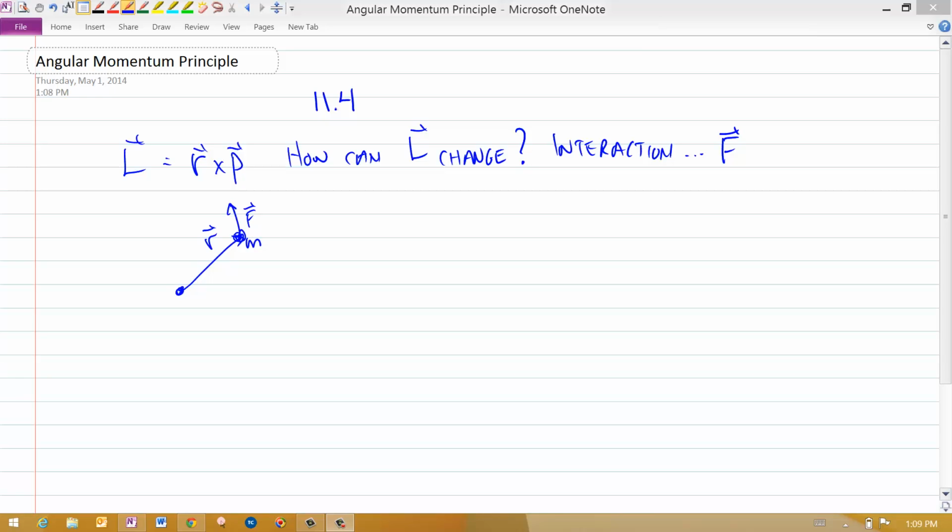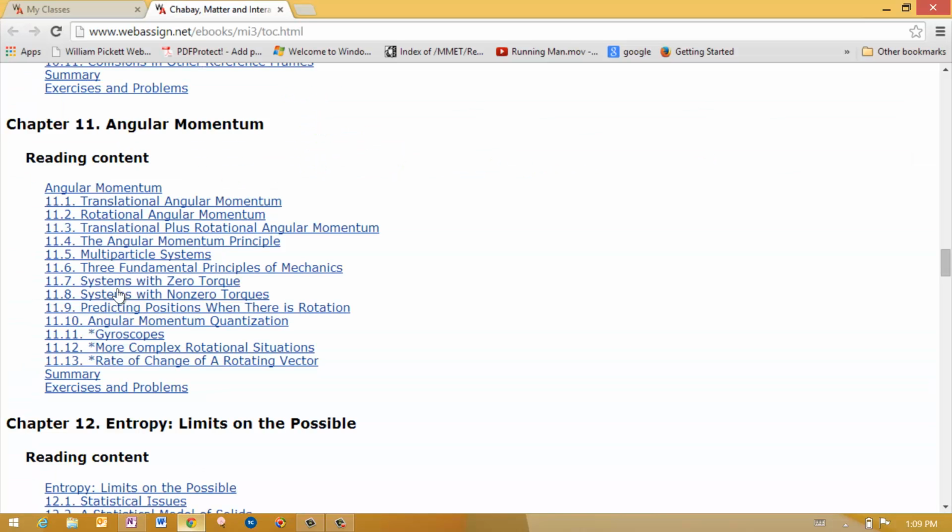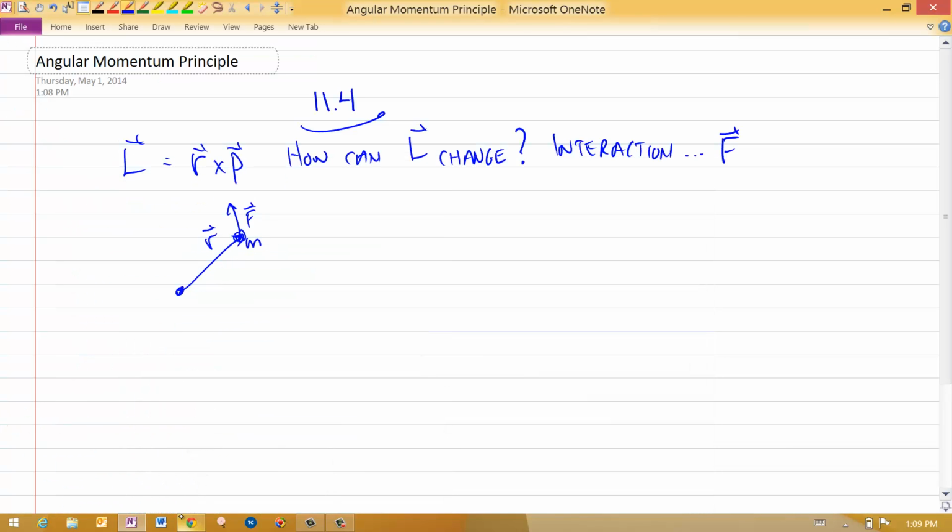So, it is in the ebook, or the physical book, Chapter 11, Section 4 is what I want to talk about, and there it is, the angular momentum principle. So here is the statement of the principle, how the angular momentum of a system can change.